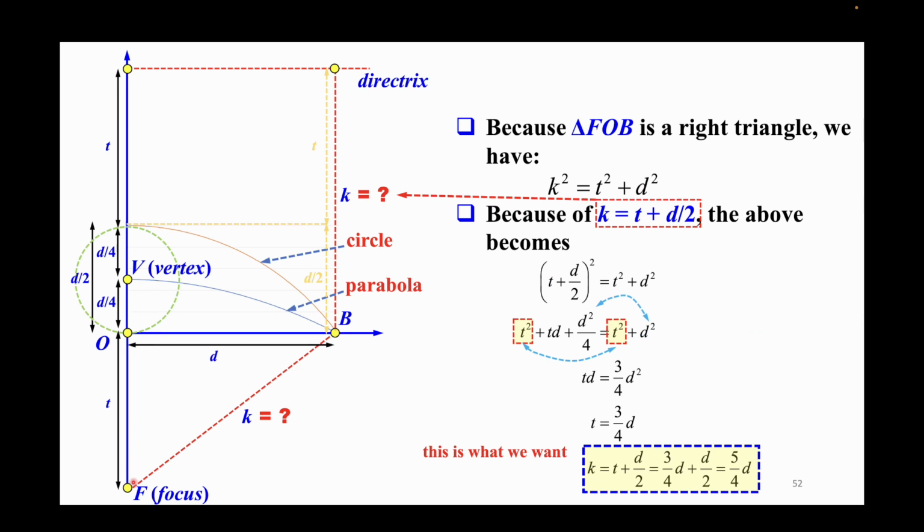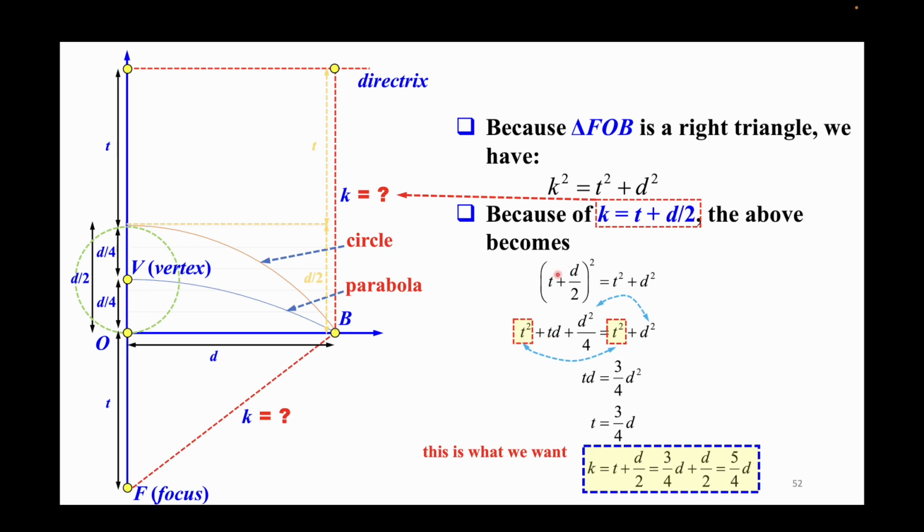Now, because triangle FOB is a right triangle with a 90-degree right angle here, therefore K squared is equal to T squared plus D squared. Remember, D is the distance from the midpoint of the given segment AB to B. And we also know K is equal to T plus D/2, which is T plus 2 times D/4. So plug K into this one, we have this.